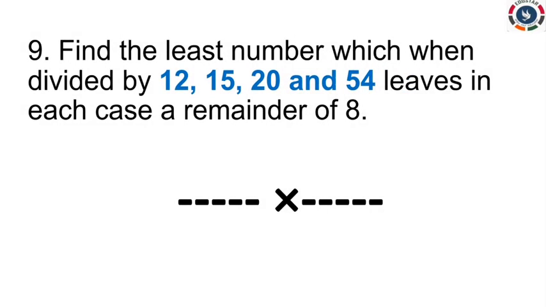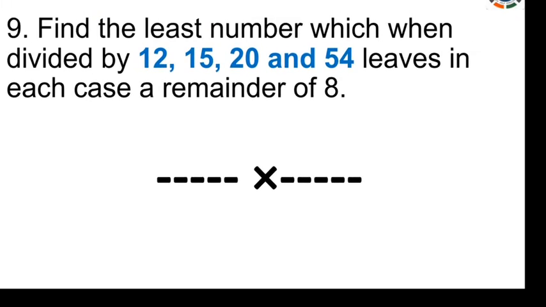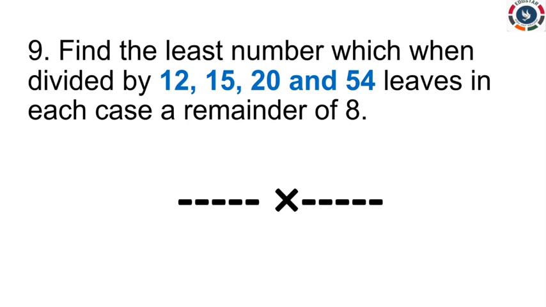The 9th one, find the least number which when divided by 12, 15, 20 and 54 leaves in each case a remainder of 8. When you are finding the least number, you want to find the LCM. Use these 4 values to find LCM. Finally, you get the LCM, you add it with the remainder 8. Okay. So 12, 15, 20 and 54 you have to use to find LCM. Finally, you get the LCM value. That value you add with the remainder.